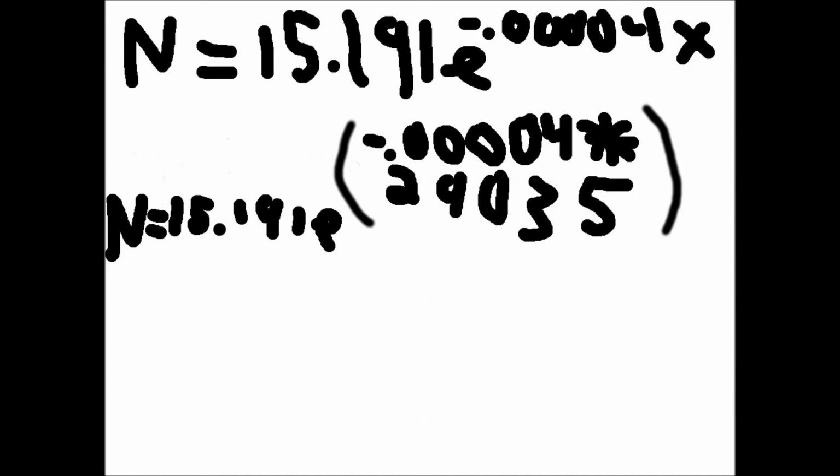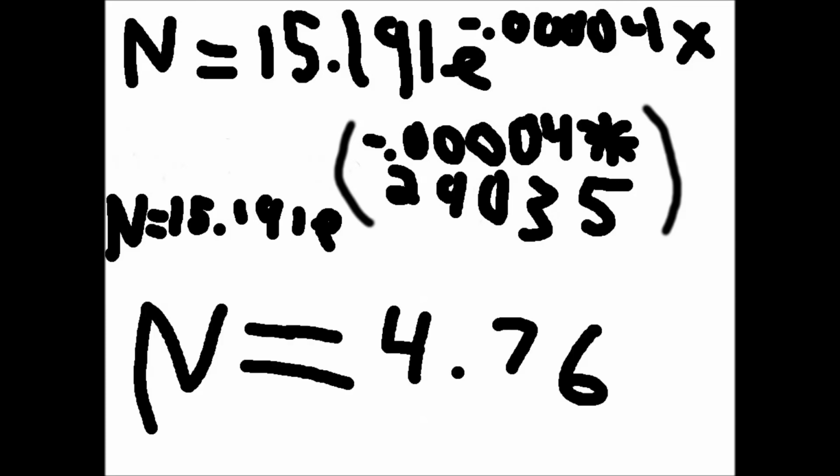For A, we will be modeling the equation for continuous exponential decay due to the rate being negative. So N naught will be 15.191, e will be e, k will be negative 0.00004, and t will be x. B is next, which states, use the model to approximate the atmospheric pressure at the top of Mount Everest. Since Mount Everest is 29,035 feet above sea level, we will plug that in for x. Once you plug all of that into your calculator, you should end up with 4.76 psi.